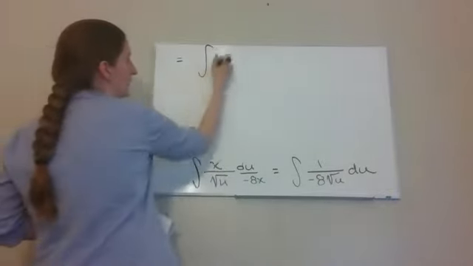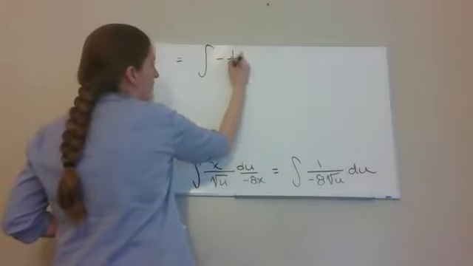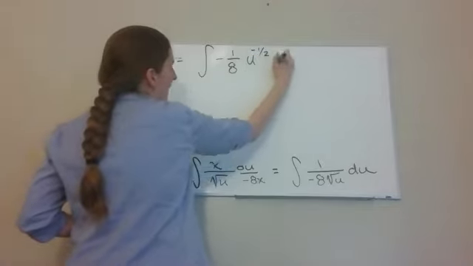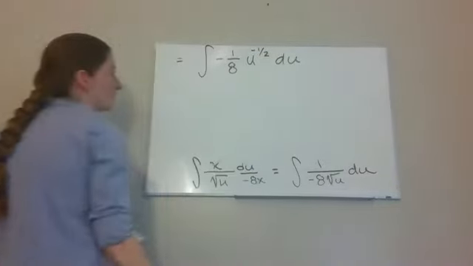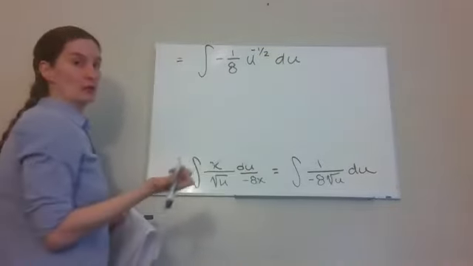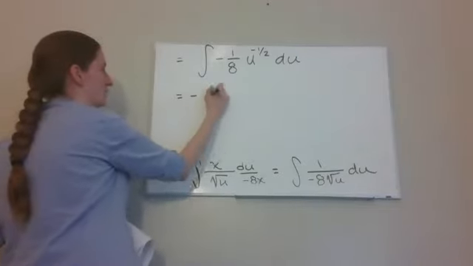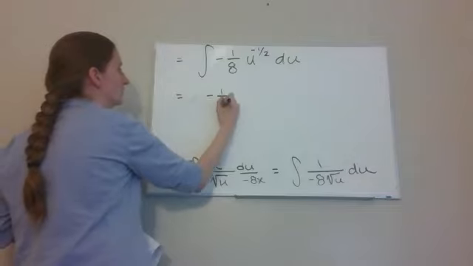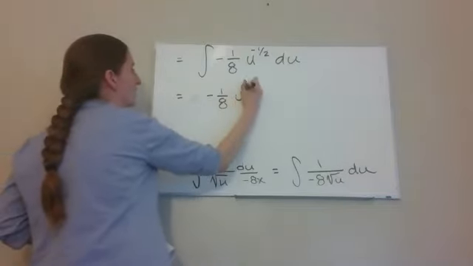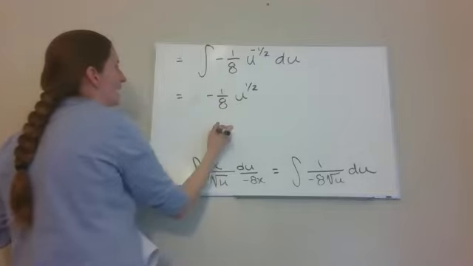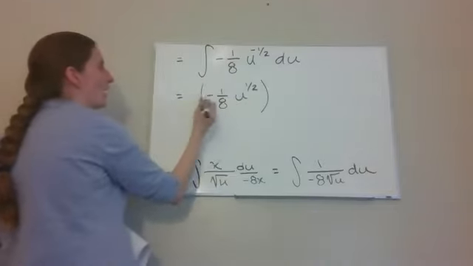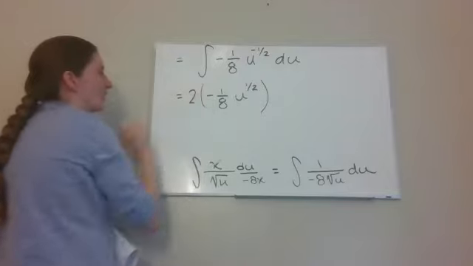So we get the integral of a negative 1/8 u to the negative 1/2 power du. And now we can use our power rule. We get to keep our negative 1/8. We're going to add 1 to the exponent and divide by that new exponent. Dividing by a 1/2 is the same thing as multiplying by 2.